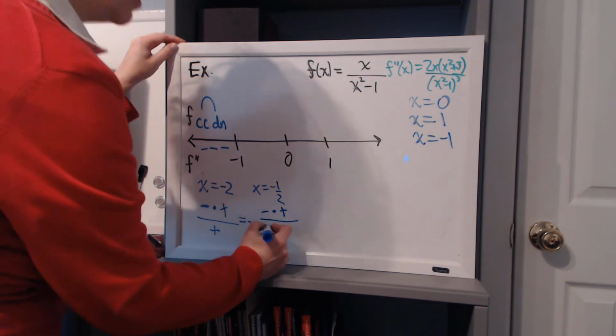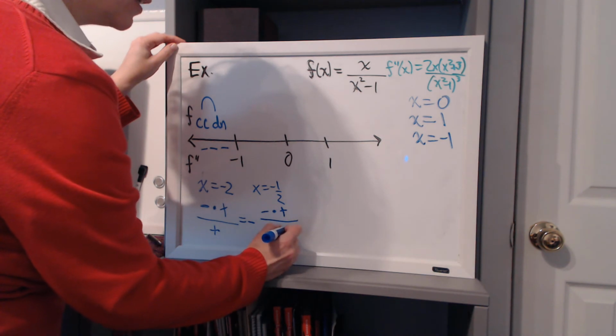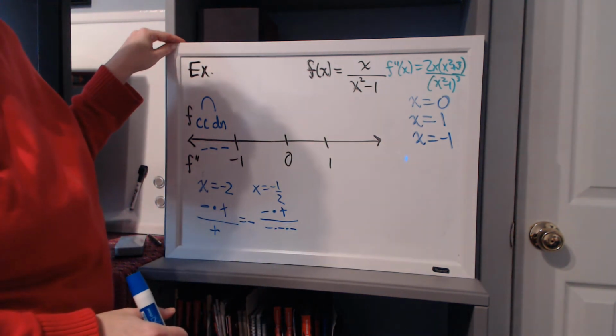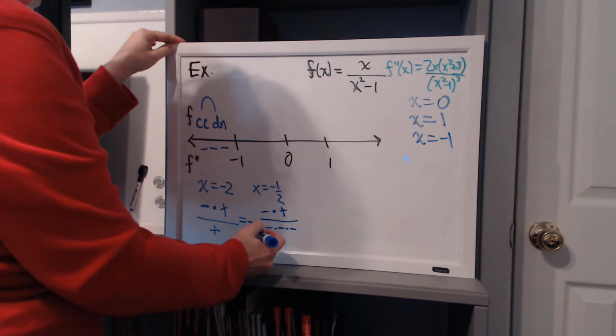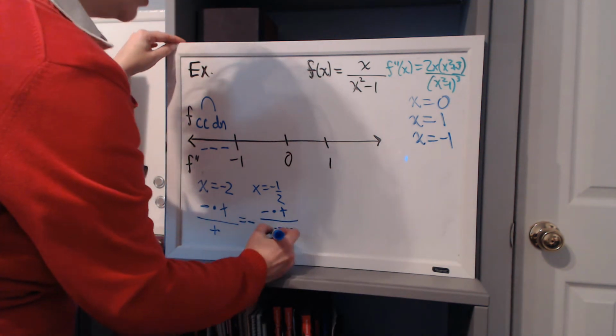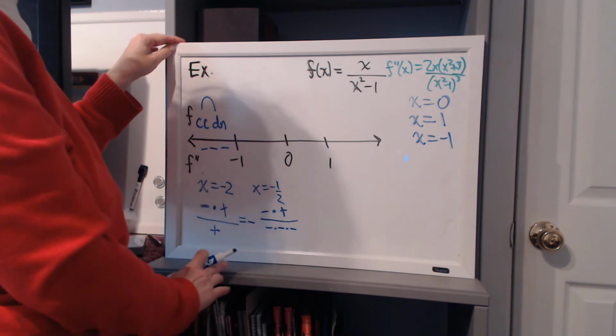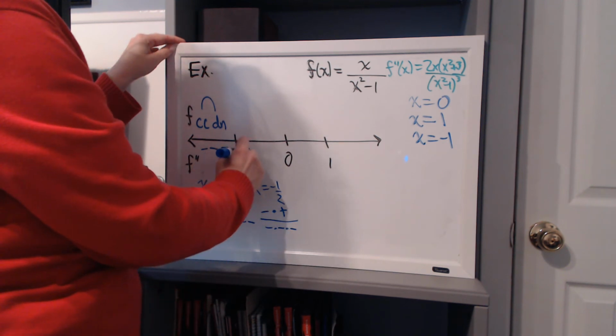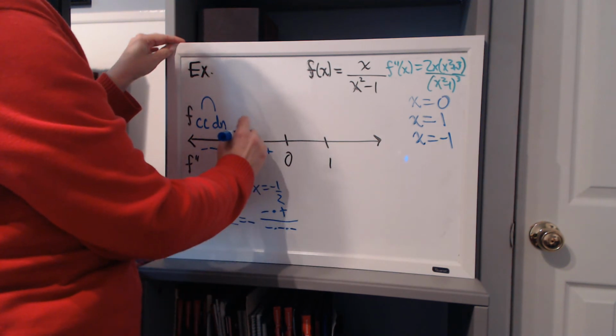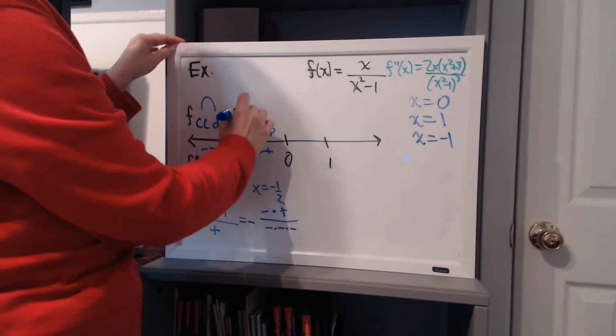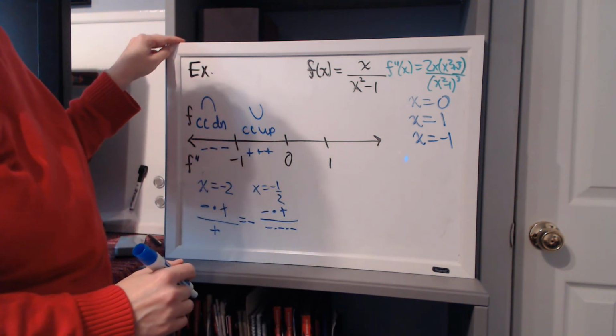So we're going to have negative times negative times negative because we're cubing it. And so overall in the denominator, we get a negative. We have a negative in the numerator, so this is going to be positive. So f will be concave up in that segment.